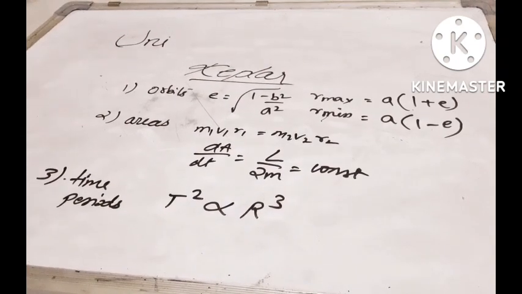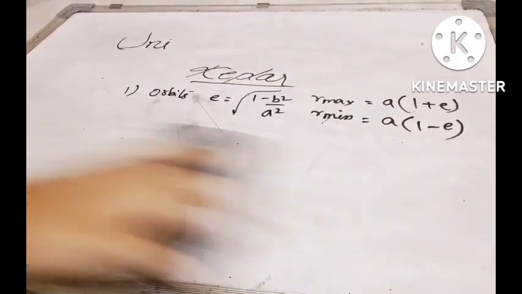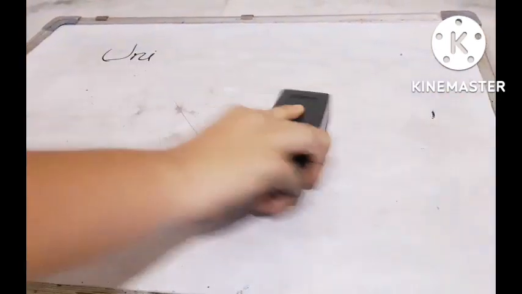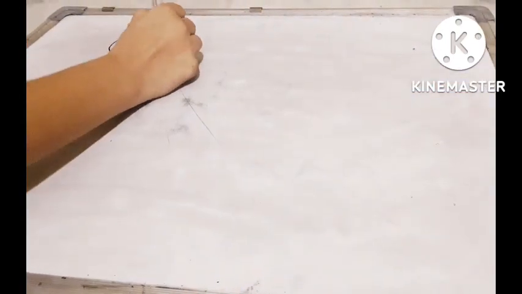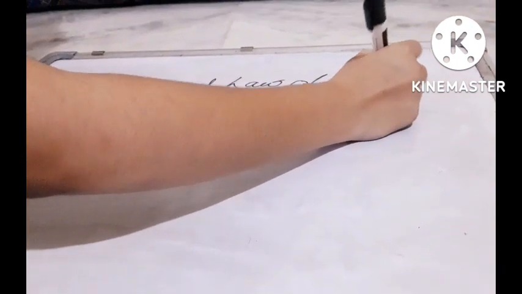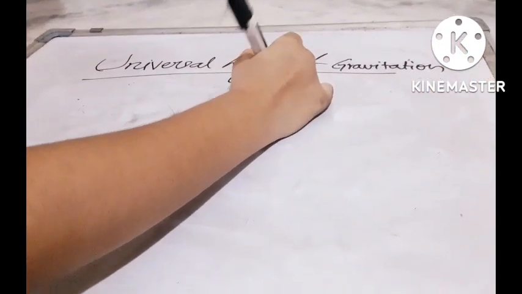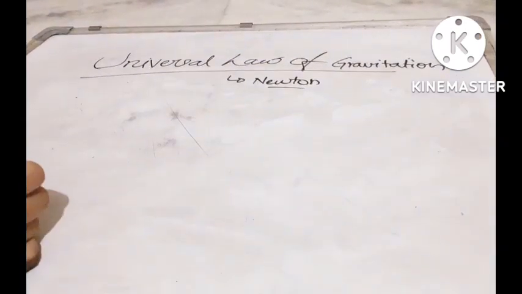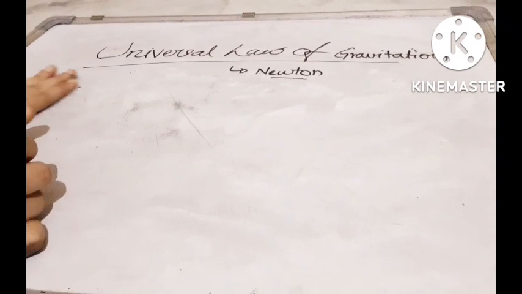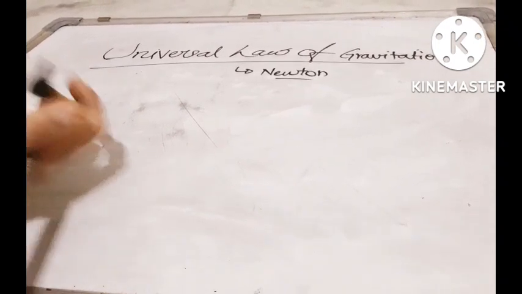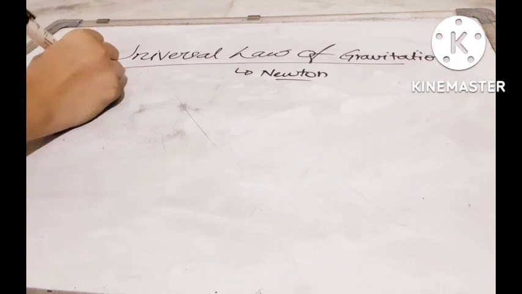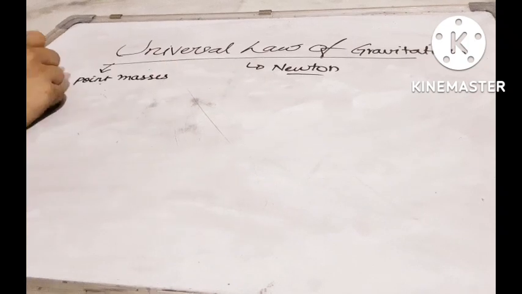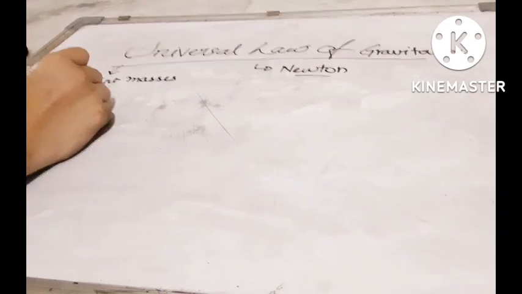Now let's move on to the second part of the class, which is the universal law of gravitation, given by Newton. Universal law of gravitation. This was given by whom? Our dear scientist Newton. So what does that state? We have also read it in junior classes like 8 and 9. We already dealt with it. So this considers point masses. It talks about point masses, and it can also be applied to spherical bodies.